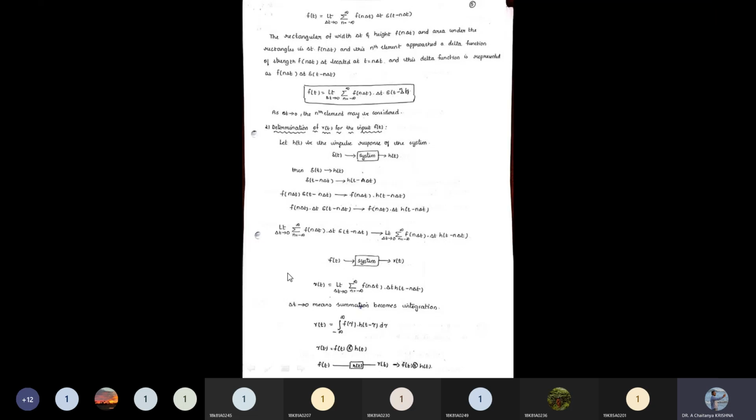That should be the output function: r of t equal to limit del t tends to 0, summation of f of n del t into h of t minus n del t. Now if del t tends to 0, this summation will become an integration.